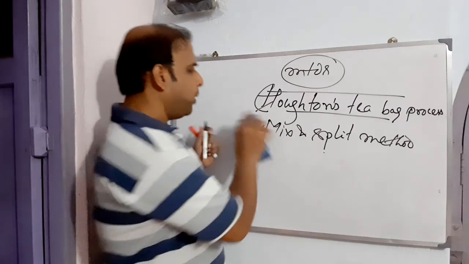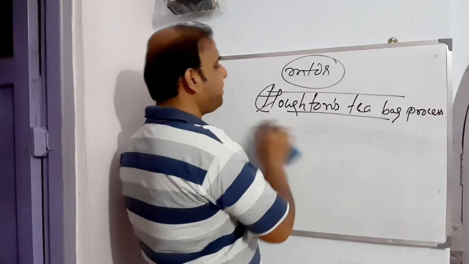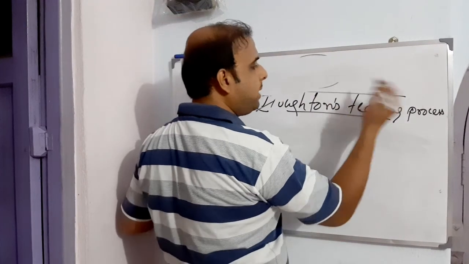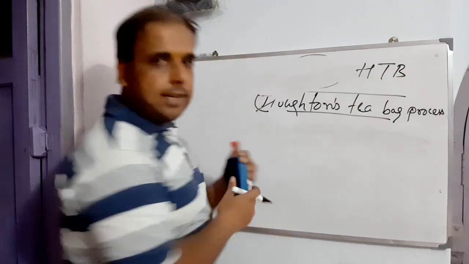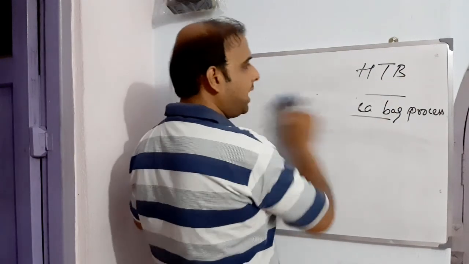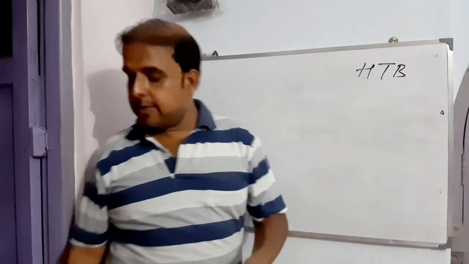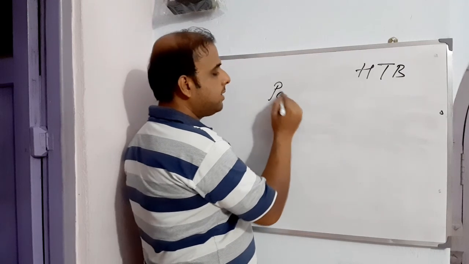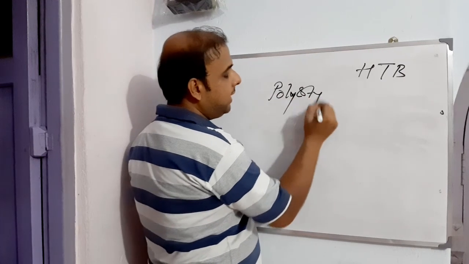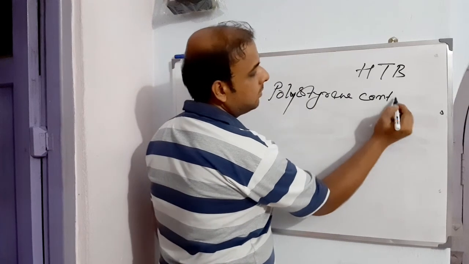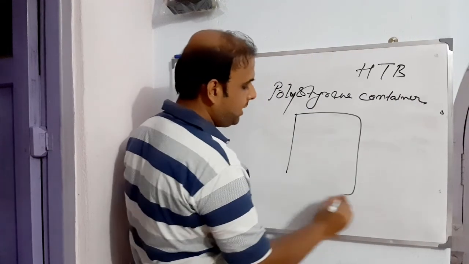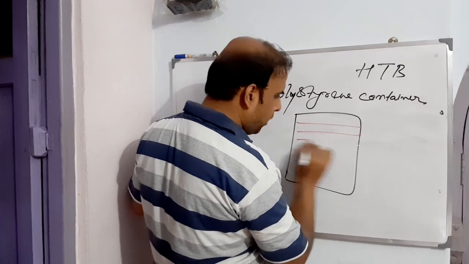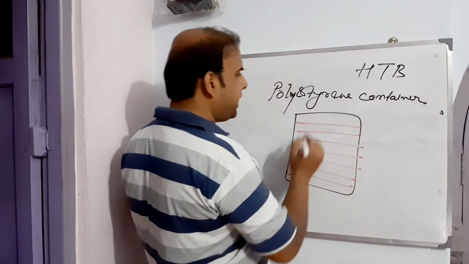So what is Houghton's T-bag process? What exactly are we doing? If we give it an acronym, I'll just call it HTB, in short, for our convenience of discussion. So how does it operate? Initially, they take a polystyrene container, and the container is found to be something like this, in which many networks are there. Instead of calling it a container, we can also call it a polystyrene mesh.